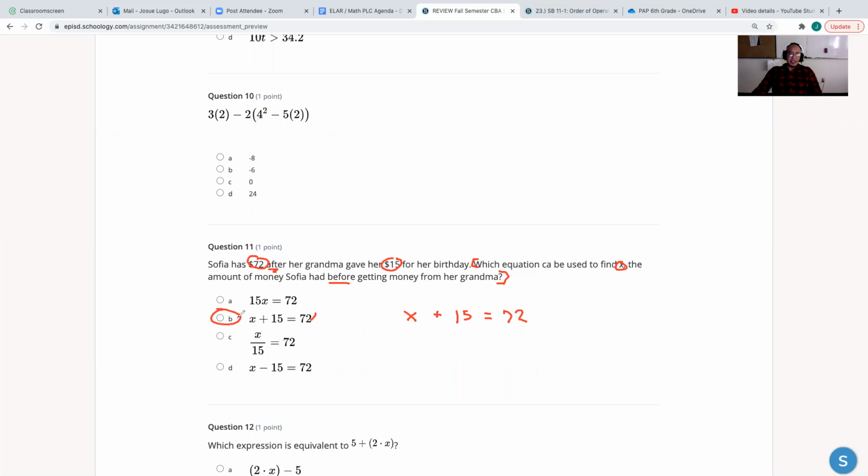Obviously, the answer is B. That's the only one that matches this. I'm not multiplying anything. I'm not dividing anything. And I'm not subtracting anything. I would subtract to solve it, but this is what makes sense. Okay. Moving on.